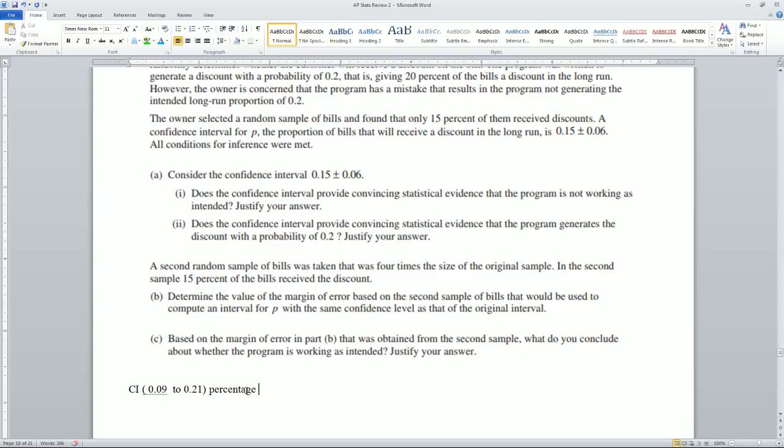Why? Because the interval actually captures the stated proportion, which is 0.2, the stated 20%. Okay, good. That makes sense, right? That's what he was wondering. Here, does the confidence interval provide convincing statistical evidence that the program generates the discount with a probability of 0.2?